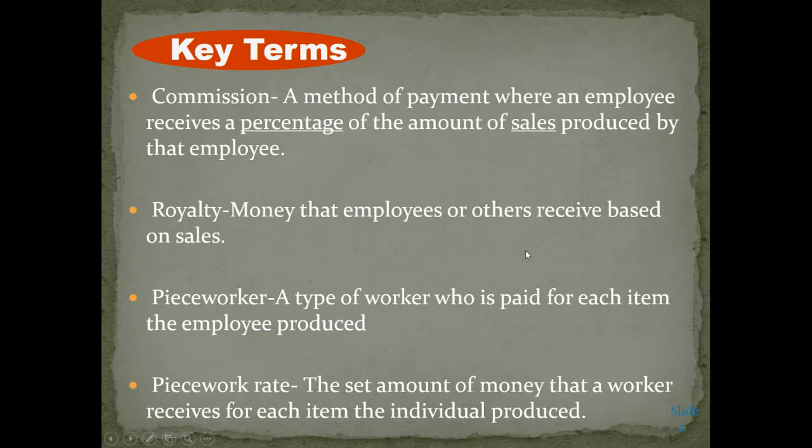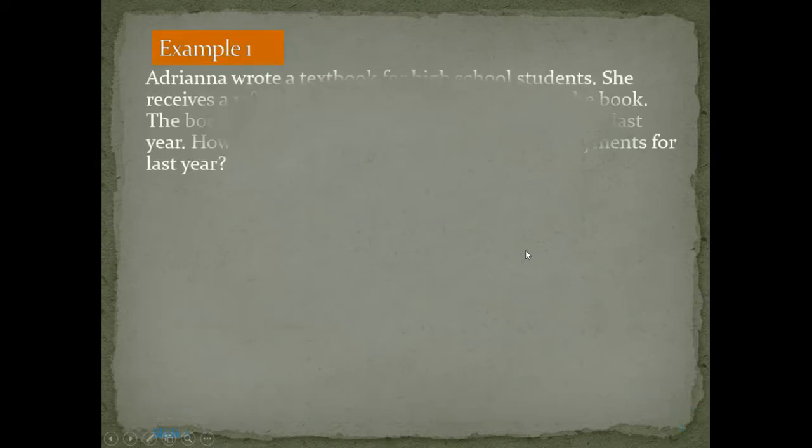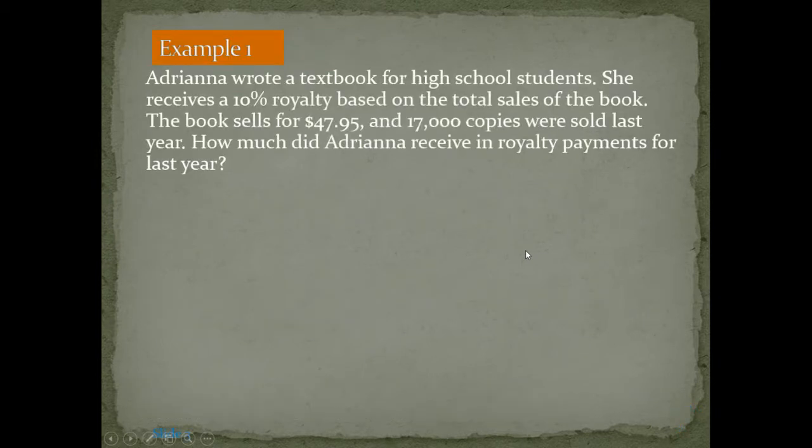So we're going to go through and actually look at a few different examples. Our first example is about Adriana, who wrote a textbook for high school students. She receives a 10% royalty based on the total sales of the book, and the book sells for $47.95, and 17,000 copies were sold last year. So how much did Adriana receive in royalty payments for last year?